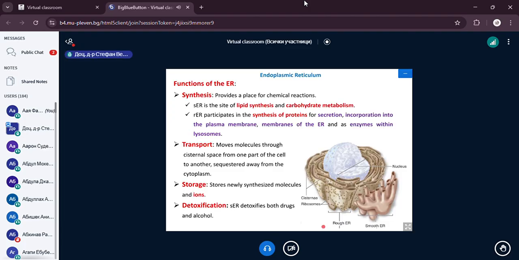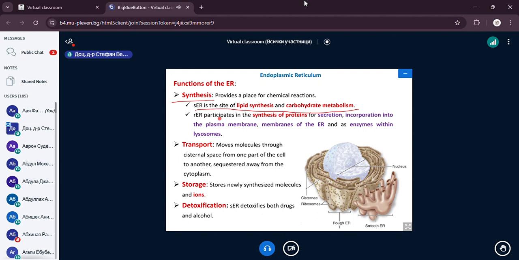What are the functions of the endoplasmic reticulum? Why is the endoplasmic reticulum so important for the cell? Here again you see the cell nucleus, the rough endoplasmic reticulum, and smooth endoplasmic reticulum. First, the endoplasmic reticulum is a region in which extensive processes of synthesis occur. Smooth endoplasmic reticulum is the site of lipid synthesis and carbohydrate metabolism. Phospholipids are produced in the smooth endoplasmic reticulum.